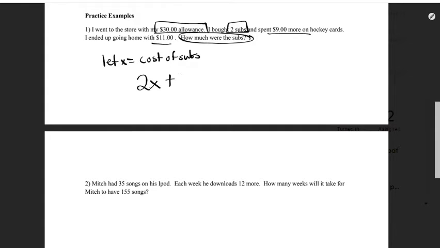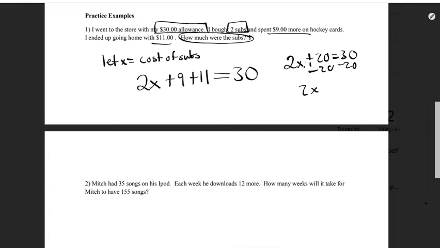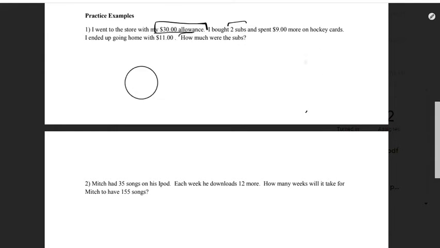I spent $9, so I still spent $9, and I still had $11 left. And I started out with 30. So we solved this exactly as we solved the other ones. You can see that really I can put that 9 and 11 together. 2x plus 20 is equal to 30. And minus off the 20, 2x is equal to 10. And so each sub costs $5. And you can go back and go, okay, well, 2 times 5 is 10, plus the 9 and plus the 11 does equal 30. I might be going a little quick, but I don't want to make this video too long.